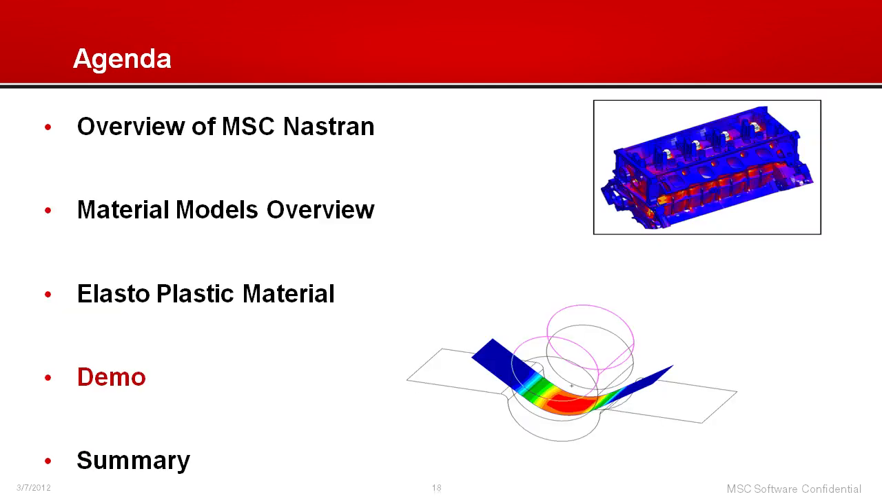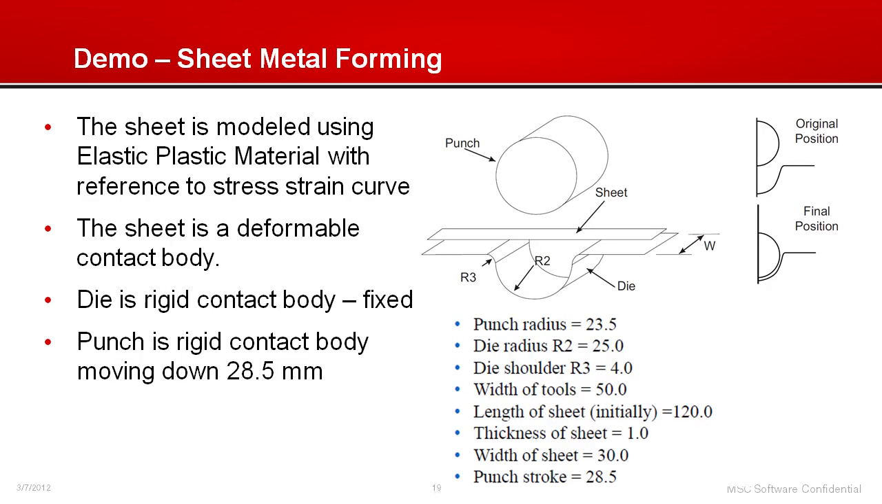So let us look at a simple example. Here it is a sheet metal forming example, and the sheet metal itself is modeled using the elastic plastic material available inside Nastran. And of course, we'll be modeling the sheet or the elements as a deformable body, and the punch and the die as a rigid contact body inside Nastran.